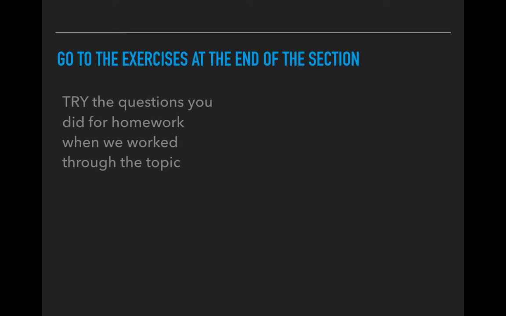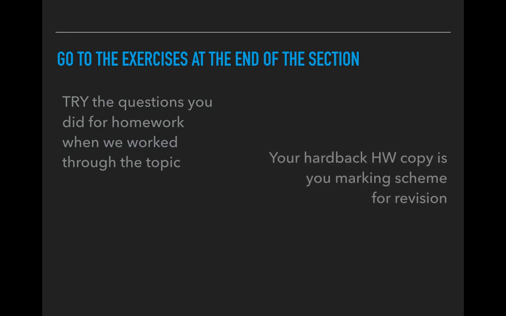So how are we going to do this? We're going to try the questions that you did for homework when we worked through the topic. So if in a section we did questions 2, 4 and 6, you would start with question 2 and redo it. And then because you have it done, your hardback copy is the marking scheme for that question. So you should be able to use your homework copy to correct the question. Once it's corrected, you can then assess whether you get it or don't.